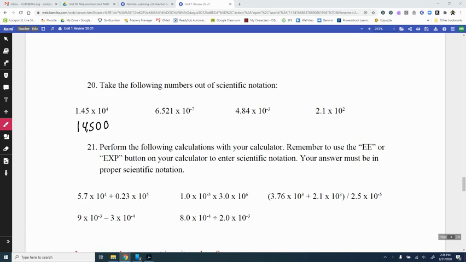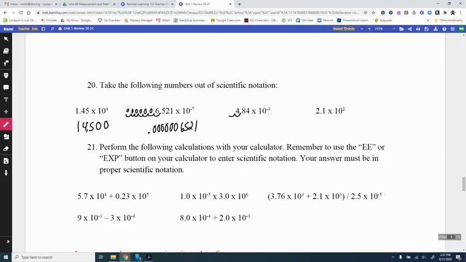So this time we're moving the decimal the other way. We take the decimal and move it 7 places: 1, 2, 3, 4, 5, 6, 7. We fill each of those places with a 0, so it's going to be 0, 0, 0, 0, 0, 0, with 6 zeros, then 6, 5, 2, 1. And that's our number. Next one, same situation, but we move it 3 places.